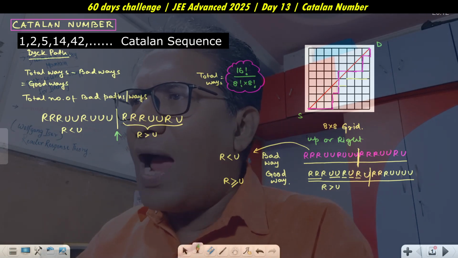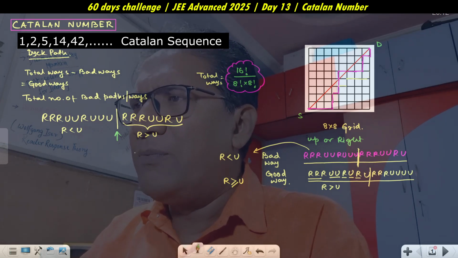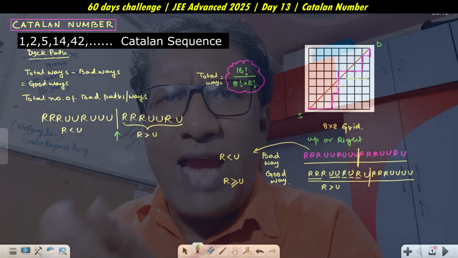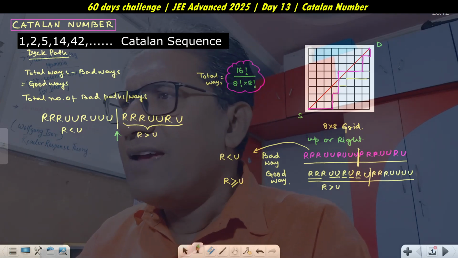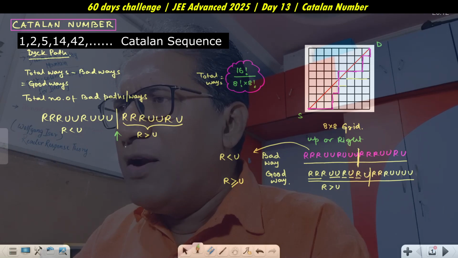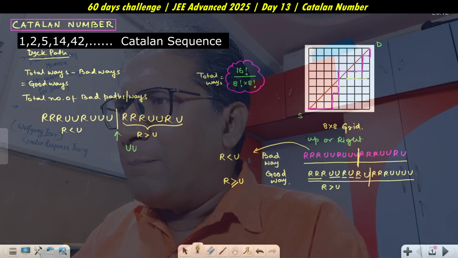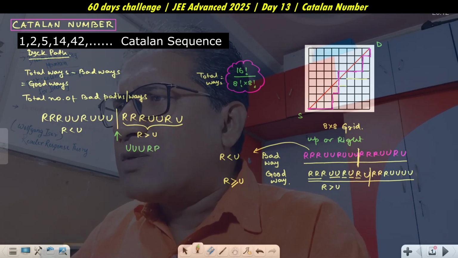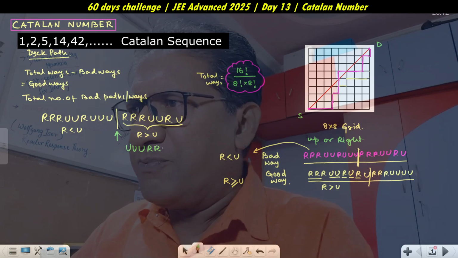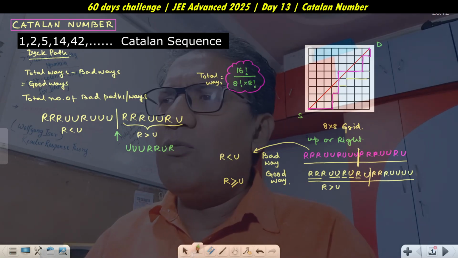So what I will try to do, in the right side of this bar, I will interchange R with U. That is, the right movement will be replaced by the upper movement, and this up movement will be replaced by the right movement. Is it clear? Now you will ask me, sir, what's a big deal?